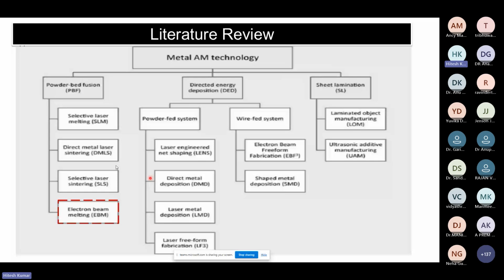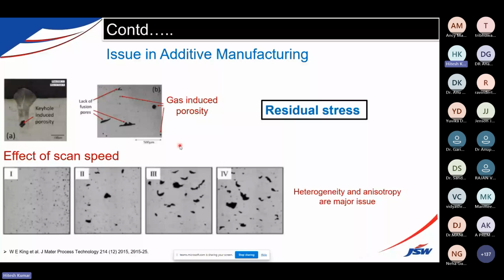So what are the basic problems we face during additive manufacturing? One is residual stress. Because of the heterogeneity of the thermal gradient in your material, or the non-optimization of the scanning speed, residual stresses form inside your material, and these also create some porosity or different types of defects inside your material.